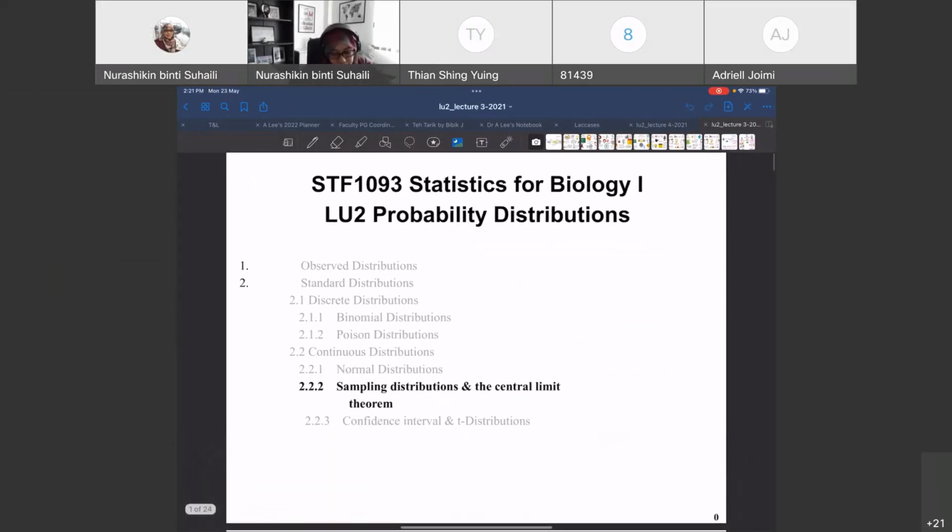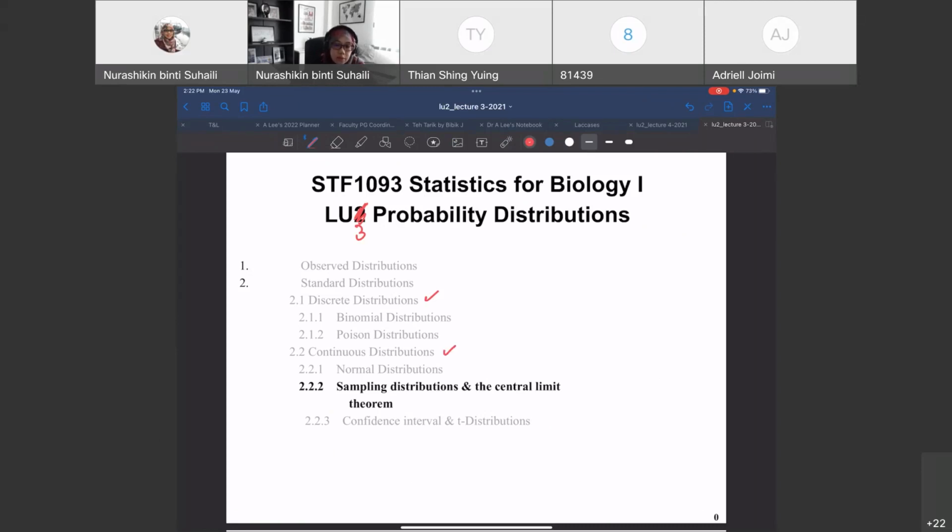So we are in LU, this one is supposed to be LU3, because this one is a different course code, which is actually supposed to be the old course. So LU3. Previously we have talked about discrete distribution and continuous distribution, right?